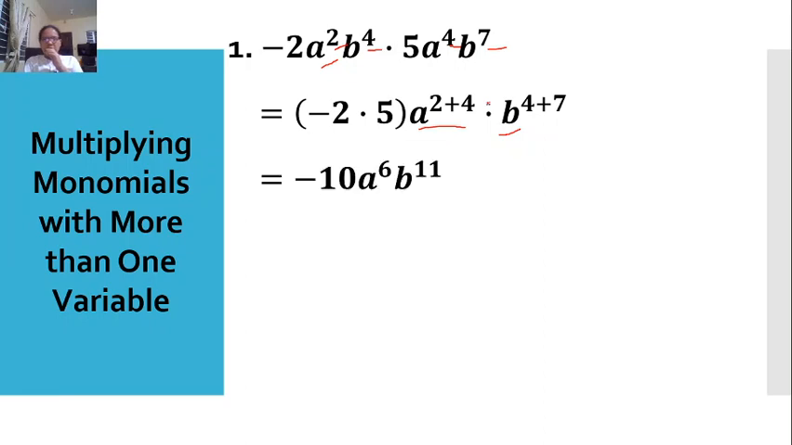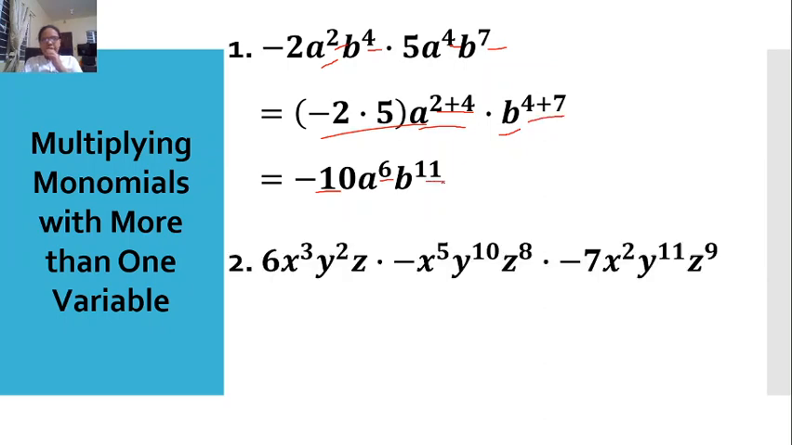So you add the exponents, multiply the numerical coefficients. We got negative 2 times 5, that's negative 10. Then we got 2 plus 4 for a, so that's 6. And then 4 plus 7 for b, which is 11.